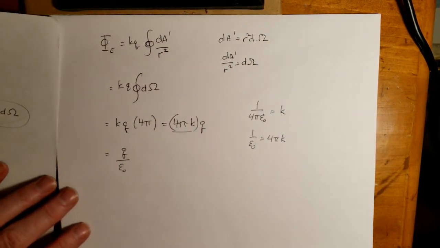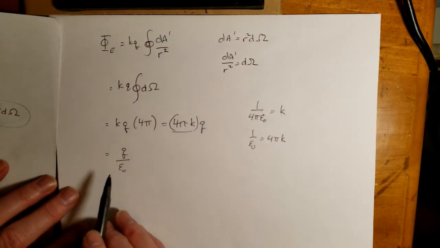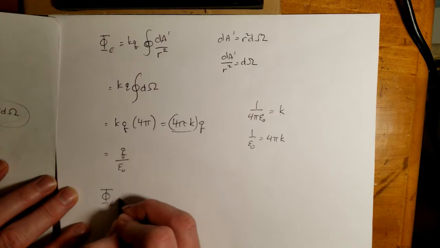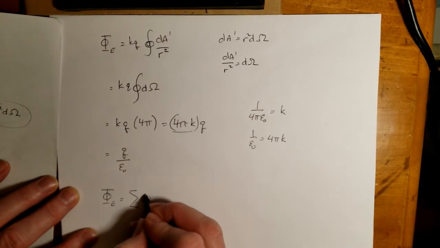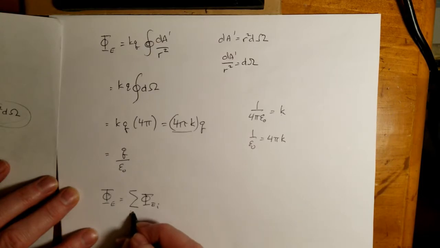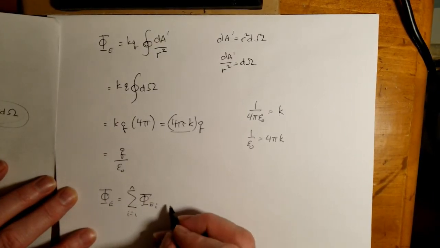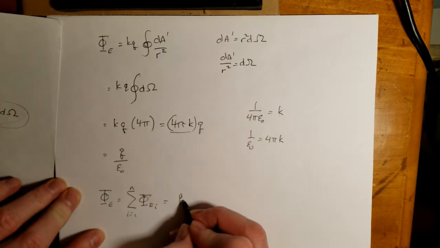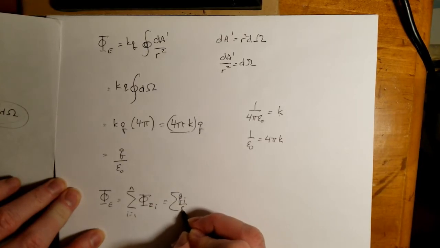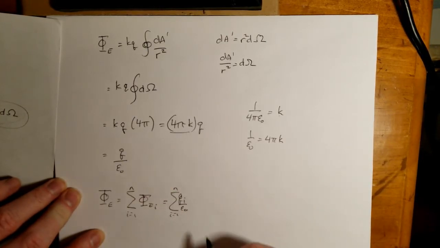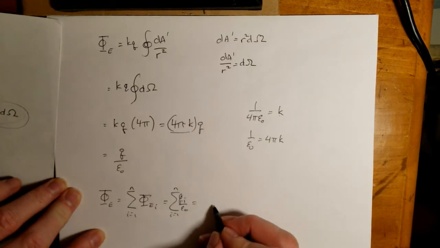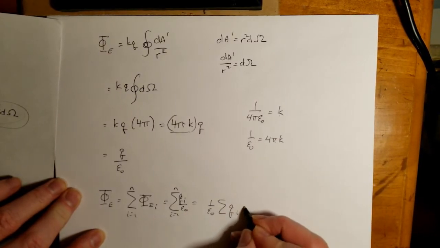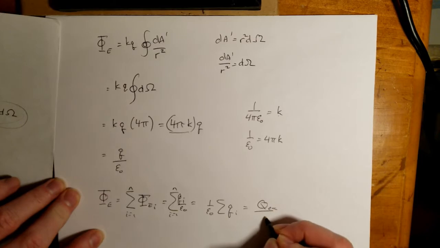Now, if I have multiple charges, I would do it for each of them, and flux just adds up, so it's the flux of one plus the flux of the other. So if I have multiple charges, then the total electric flux would be the sum of all the individual fluxes, i equals 1 to however many charges I have. And ultimately, this just ends up being the sum of all Q sub i over epsilon sub naught, which is 1 over epsilon sub naught times the sum of all the charges, which is just the total enclosed charge over epsilon sub naught.